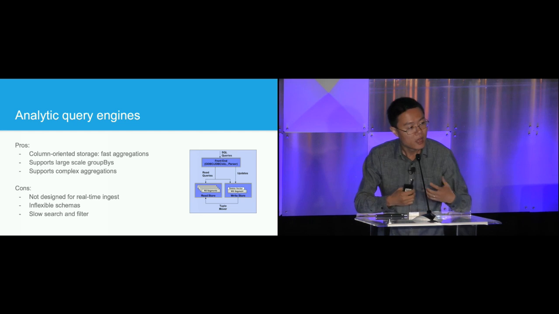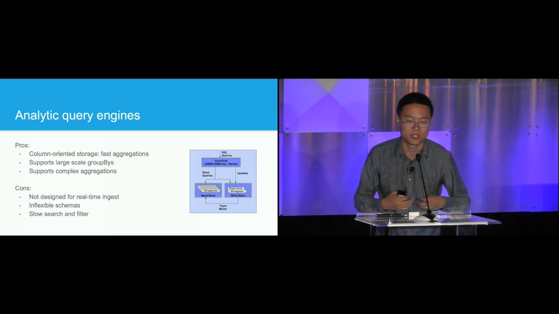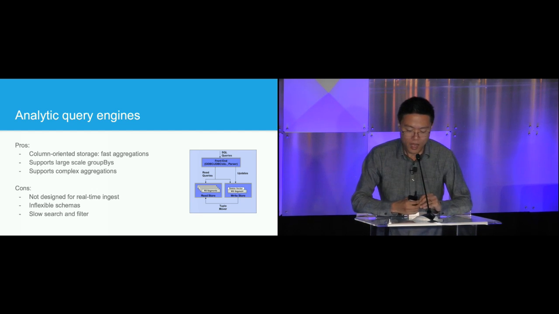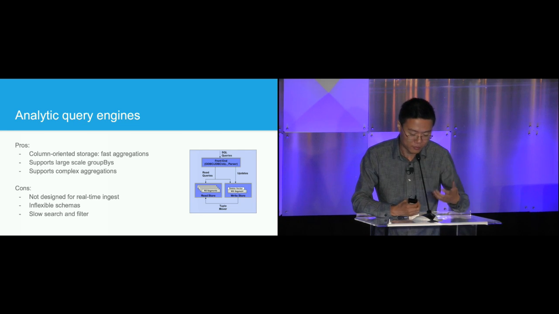They're designed to support large, complex group bys. They're designed to support all different types of complex aggregations. So you can build histograms, you can build quantiles, you can calculate rates of a lot of different types of flow traffic. The main drawback of a lot of analytic databases actually are probably on the ingest side.